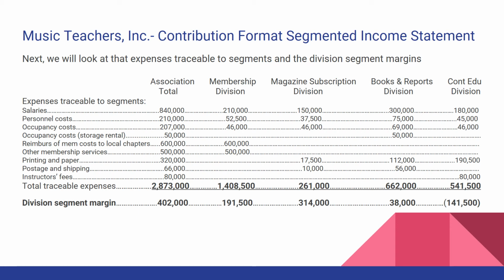For the magazine subscription, it tells us that $4 was spent for postage and shipping for each magazine. So if we do the $4 times the 2,500 subscriptions, that's how we come up with the $10,000 there. For books and reports, it tells us there was a cost of $2 per report for postage and shipping, and there were 28,000 reports. So if we multiply those two, that's how we get the 56,000 under books and reports.